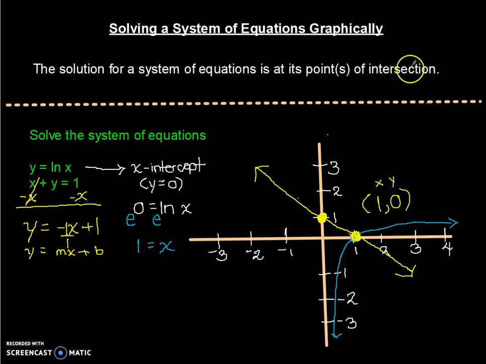So to solve the system graphically, you would have to graph it. Sometimes, again, with multiple choice, it's given to you. So the graph may be provided for you, and the solution is just the point of intersection.